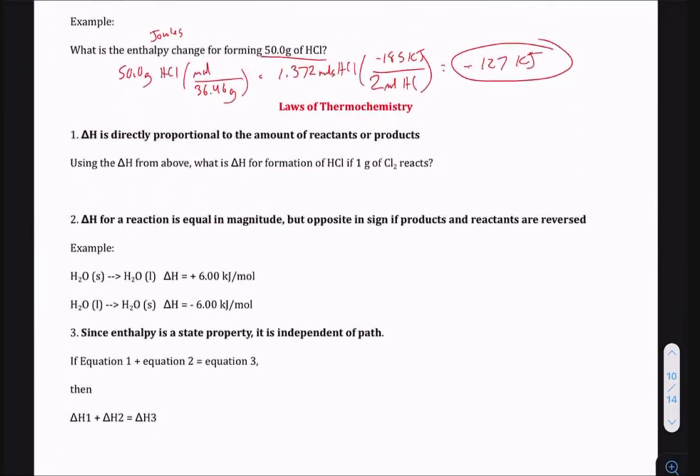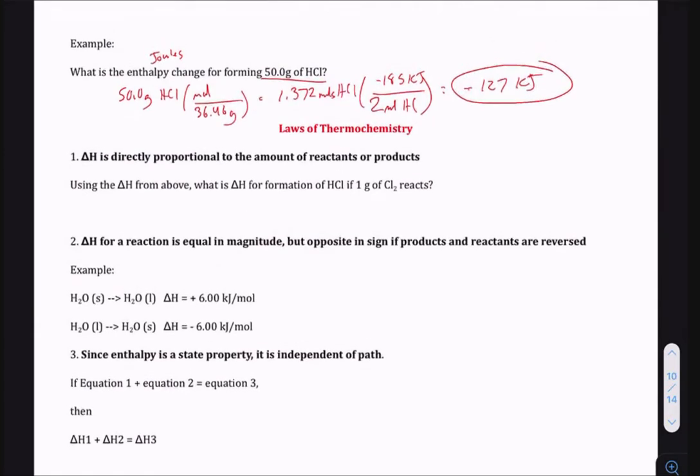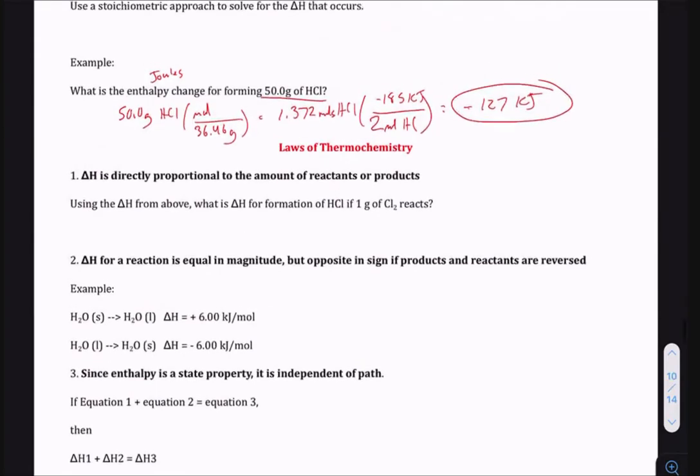So then, laws of thermochemistry. The change in enthalpy is directly proportional to the amount of reactants or products. So what releases more heat? A gram of gasoline or a gallon of gasoline? Gallon. Okay, it's proportional, right? So using the delta H from above, what's the change in enthalpy for 1 gram of chlorine? So 1 gram of chlorine.